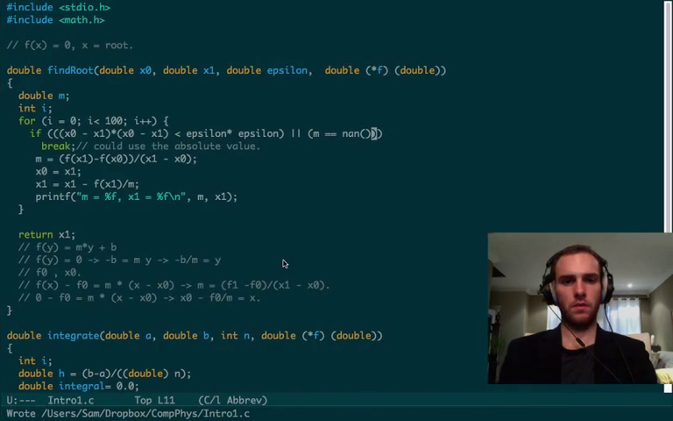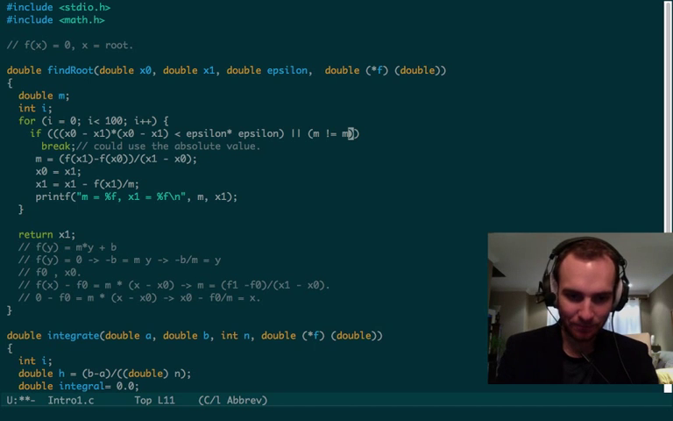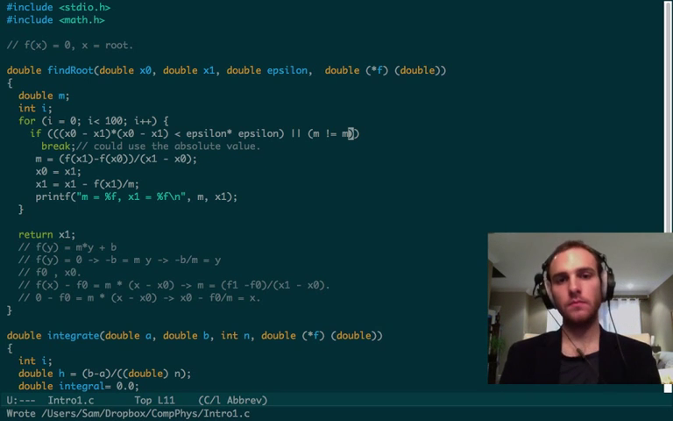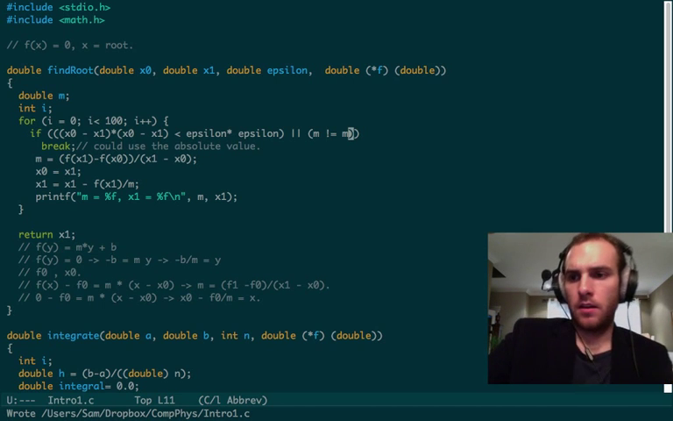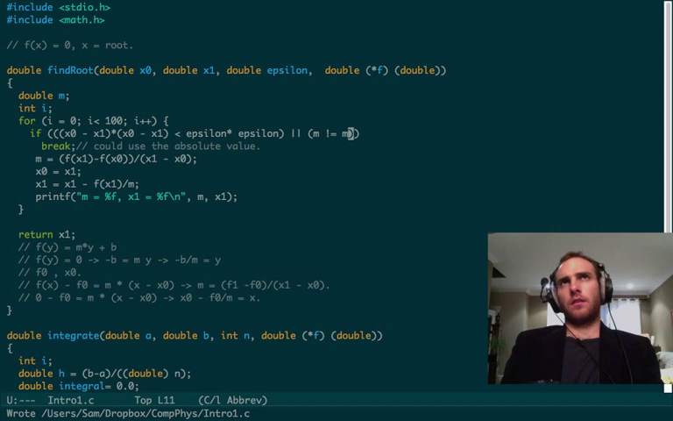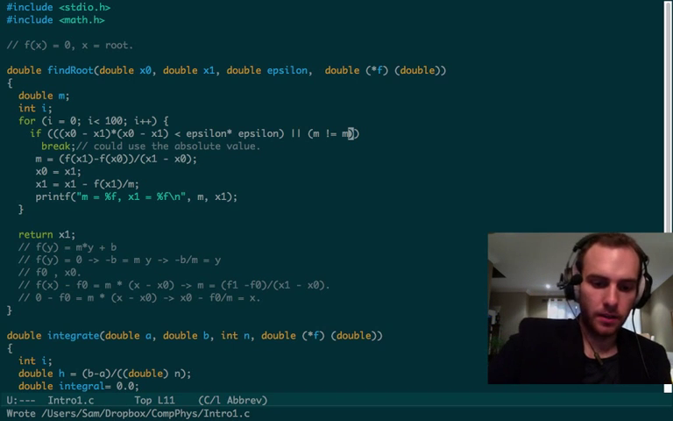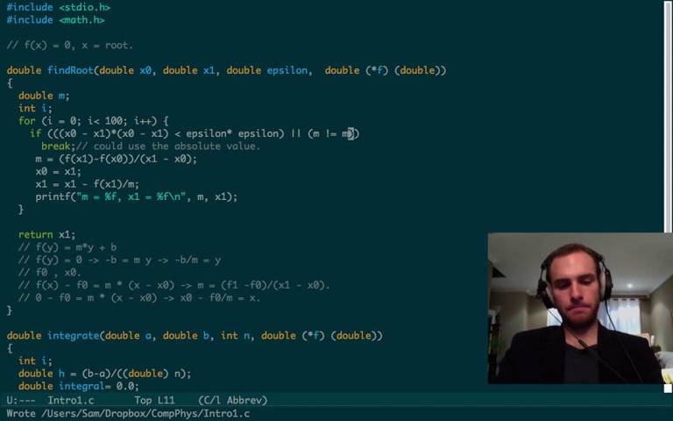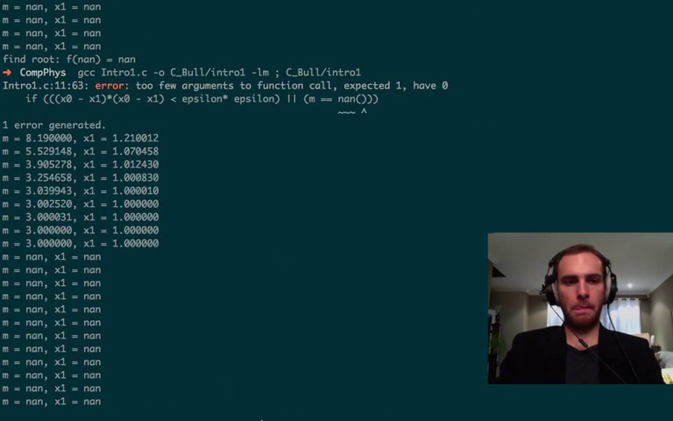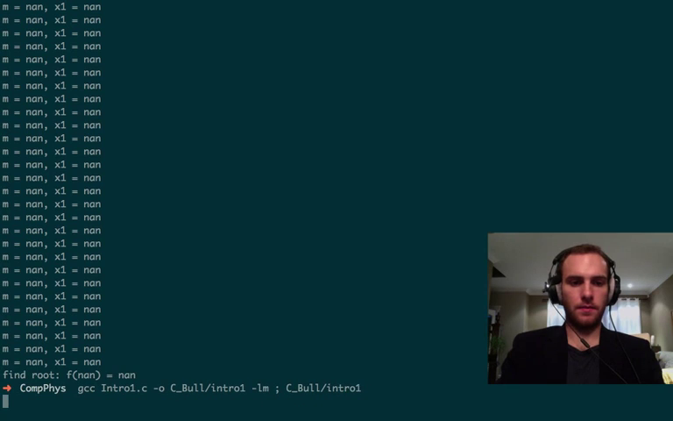Oh, that's... So apparently when you have a number that is not a number, it's not equal to itself. And it's the only number which has this property. True.